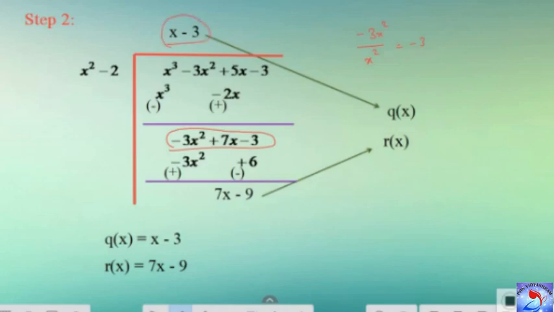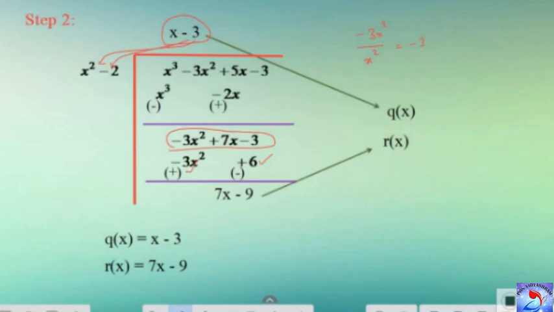Now let us proceed with the multiplication. That is, minus 3 with x square gives you minus 3x square. You can see it here. And then minus 3 into minus 2 gives you plus 6. You can see that here. Thus, we have finished multiplying minus 3 with x square minus 2, giving us minus 3x square plus 6.